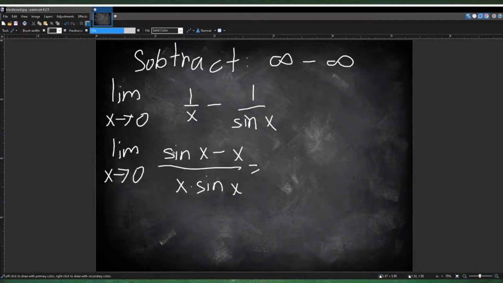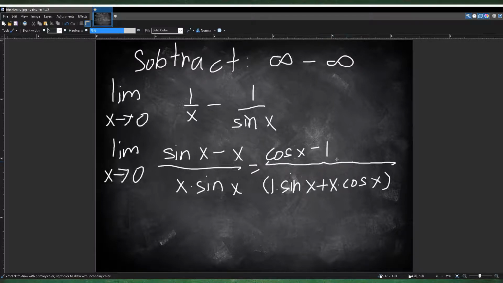So L'Hopital: derivative on the top. The derivative of sine of x is cosine of x. The derivative of x is 1, so it's negative 1. So the top is just cosine of x minus 1. The derivative of x times sine of x is a product, so you have to use the product rule. The derivative of x is 1, and then you multiply by the original second function, which is sine of x, plus the original first function, which is x, times the derivative of the second one, which is cosine of x.